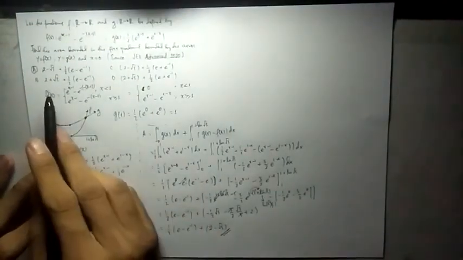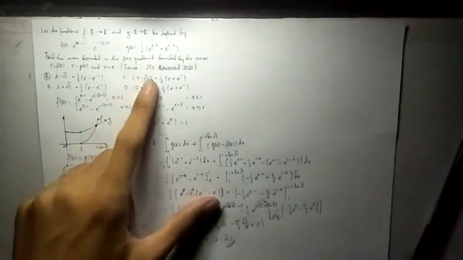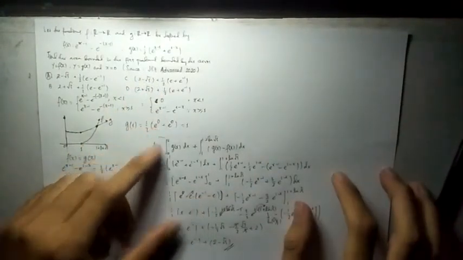Yep, pretty much the same, right? Alright, so the area is 1/2 times (e minus e inverse) plus 2 minus root of 3. So that's it. Alright, that's for today's question from JEE Advanced 2020.